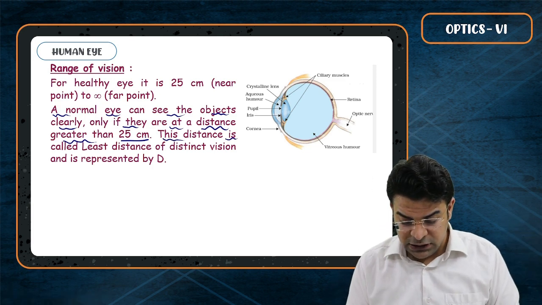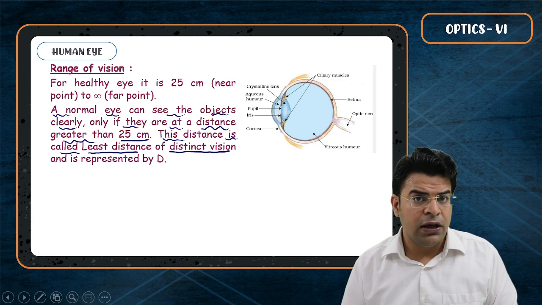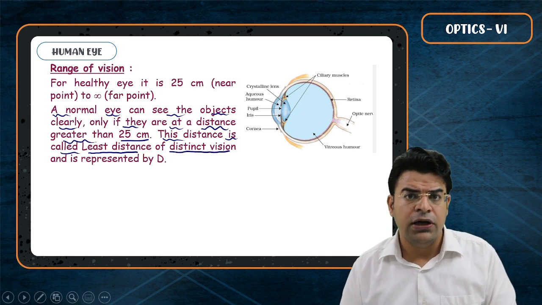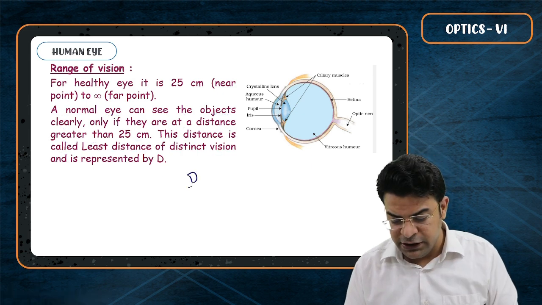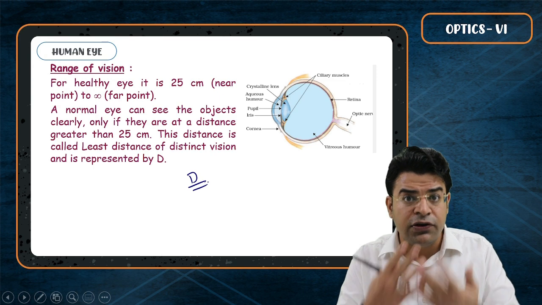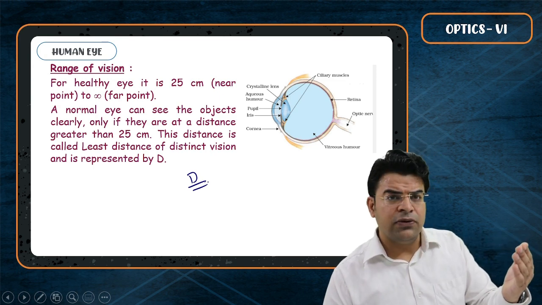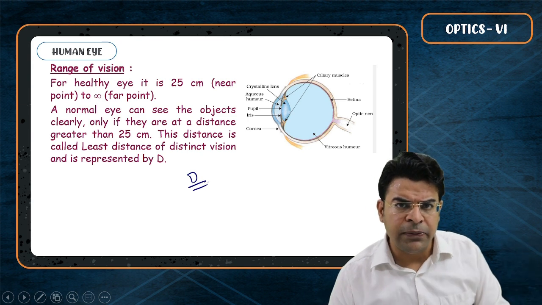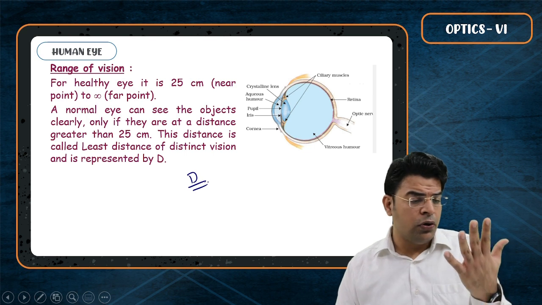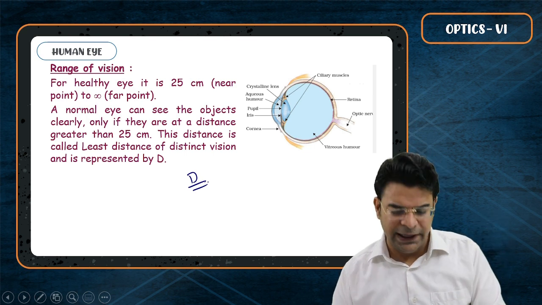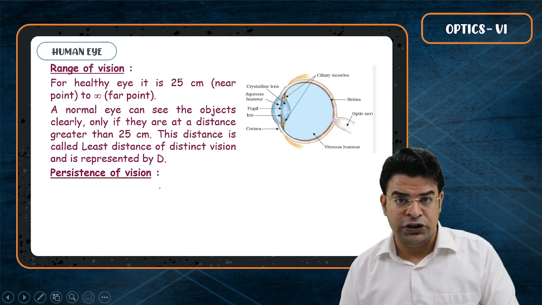So our eye can see things clearly when they are placed at a distance greater than 25 centimeter. This distance is called the least distance of distinct vision, and we have a symbol for it. We use the symbol capital D. So what is capital D? Capital D is the least distance of distinct vision. To observe things, they must be kept at a distance greater than 25 centimeter from the eye. In your home, your elders must have told you, when you are reading a book, don't place it too close to your face, right?